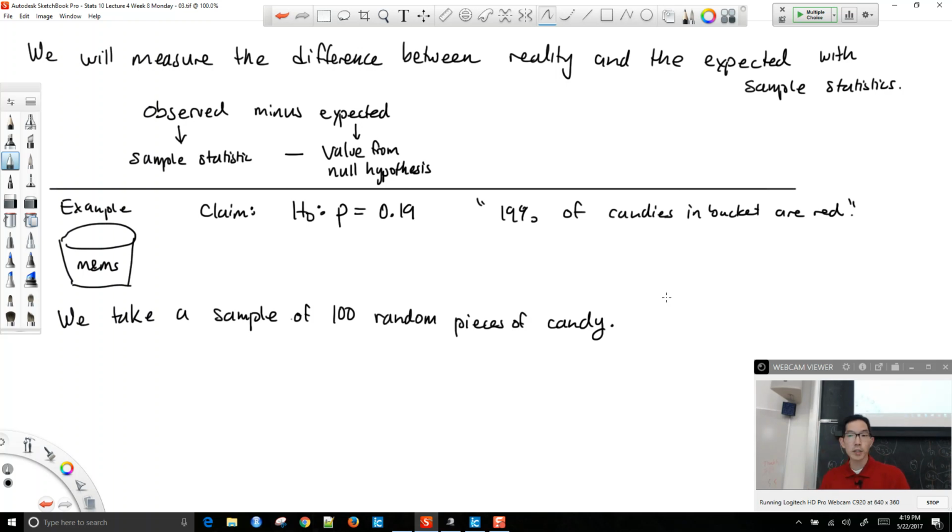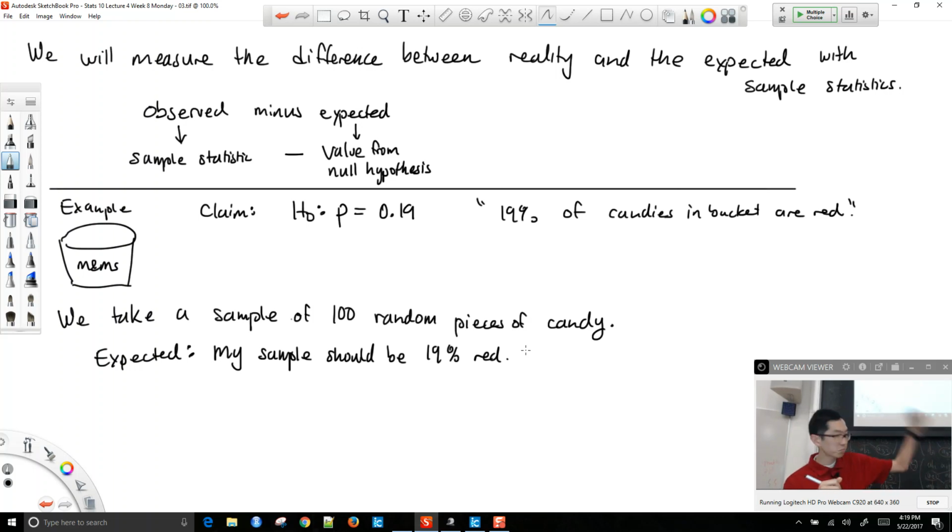Okay, if the null hypothesis were true, if the proportion of candies in the bucket that are red is 19%, what do we expect to see in our sample? What's our expectation? If we're saying the bucket is 19% red, when I take a scoop of 100 pieces of candy, I would expect about 19% of my scoop to also be red, right? So the expected value is my sample should be 19% red. This is what we expect, okay?